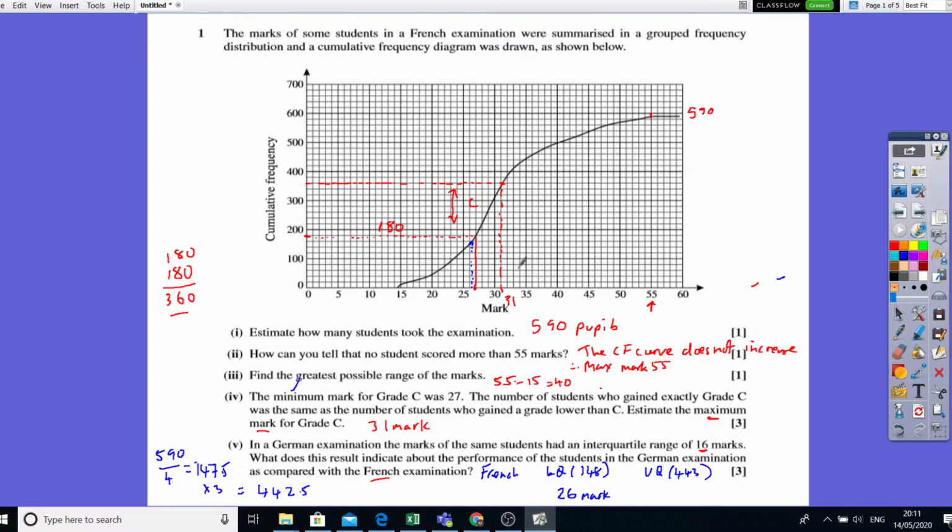443. So if we look at where does 443 lie, let me just quickly put this down. 40 was about roughly there. I'm going to go roughly down to there. 26. This is called the lower quartile. We look at the upper quartile, which is 443 marks. That's 44, but there.